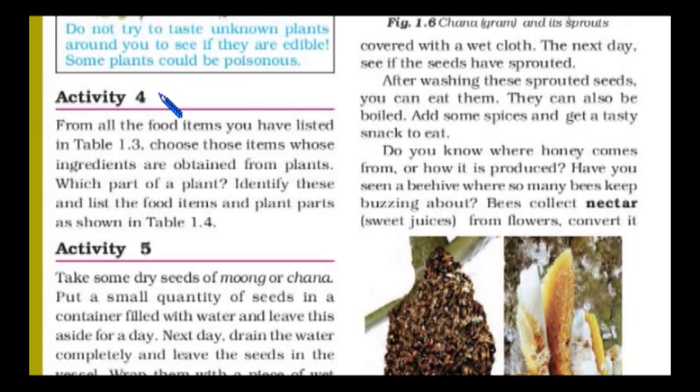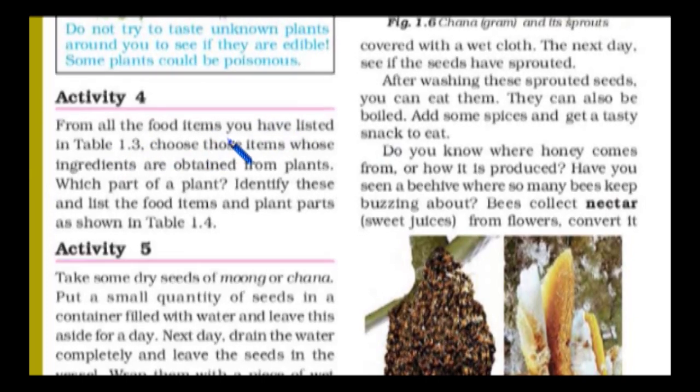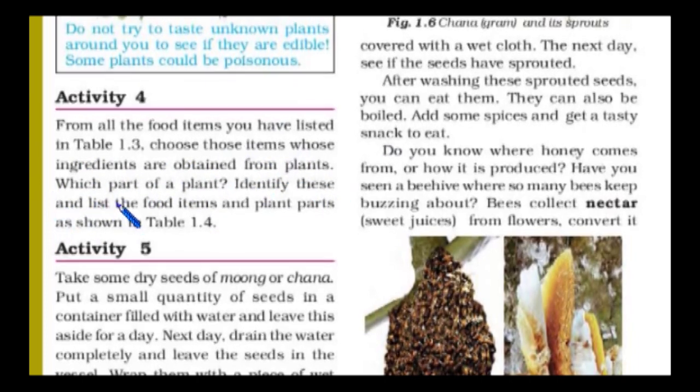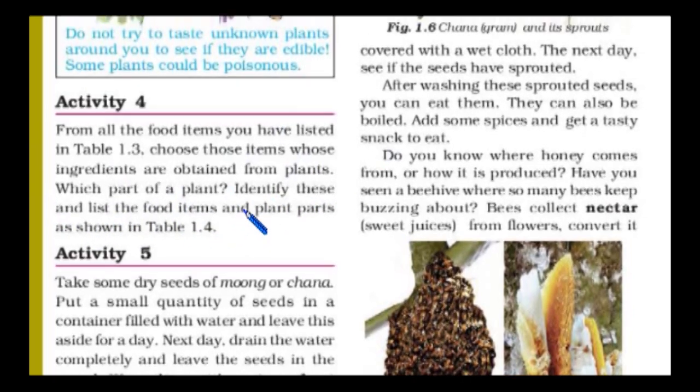Activity 4. From all the food items you have listed in table 1.3, choose those items whose ingredients are obtained from plants. Which part of the plant? Identify and list the food item and plant parts as shown in figure 1.4.